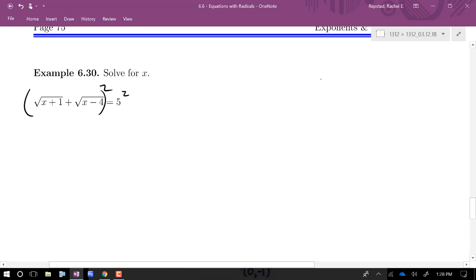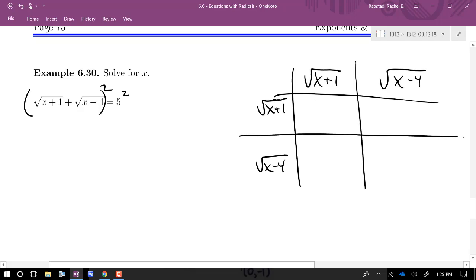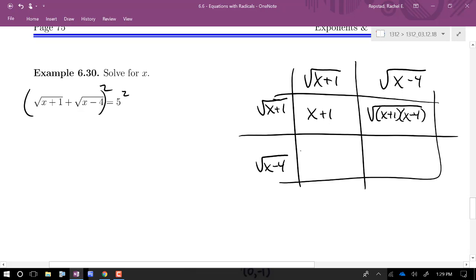So that would be, I'm going to make the little box here. So we got root x plus 1 plus root x minus 4, and then we're multiplying that by itself. So root x plus 1 times root x plus 1 is x plus 1. Then we get root x plus 1 times root x minus 4, root x plus 1 times root x minus 4, and then x minus 4.